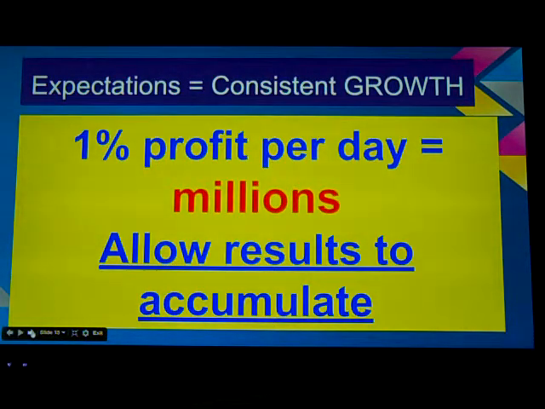What are the expectations that you should have when you're trading binary options? Well, here's the expectations. Consistent growth. 1% profit per day will equal millions of dollars. If you start out with $1,000, for example, and each day you're earning 1%, that's huge. That's amazing. You're not going to get to those values. You're going to be very satisfied if you earn much less than 1% every day.